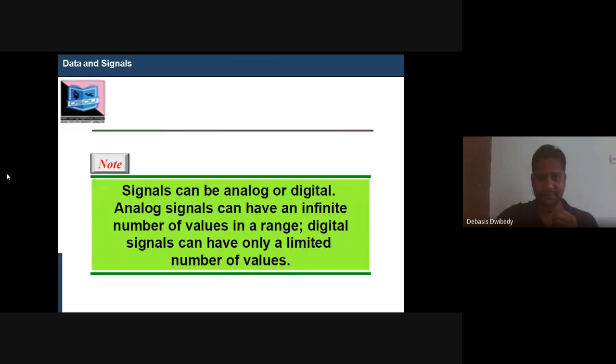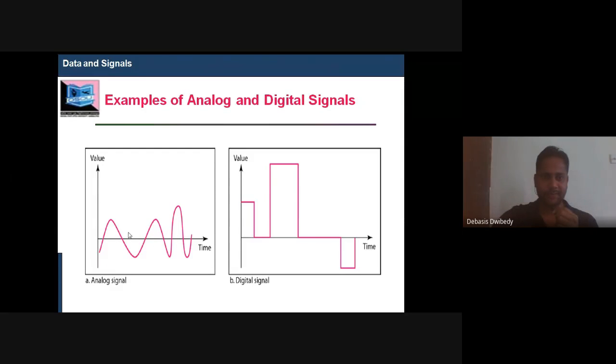Similarly, signals are of two types, analog signal and digital signal. Analog signals can have an infinite number of values in a range, and digital signals can have only a limited number of values. For a basic example, if a signal takes a value 0 or 1, these are called discrete values. But between 0 and 1 there are unlimited numbers, as we know from mathematics. So an analog signal takes those unlimited numbers as well. This is a typical example of an analog signal, a graph representation of a signal, which is of this continuous form. So an analog signal is continuous in nature.